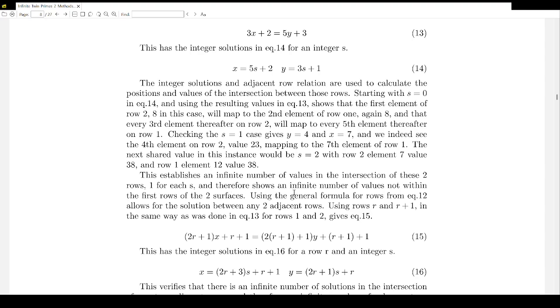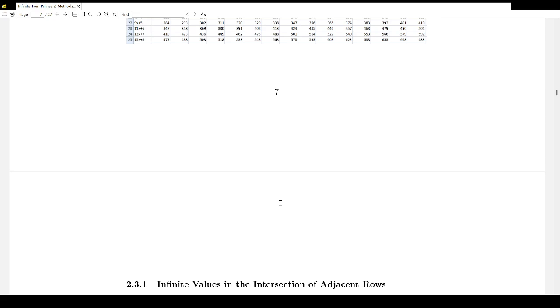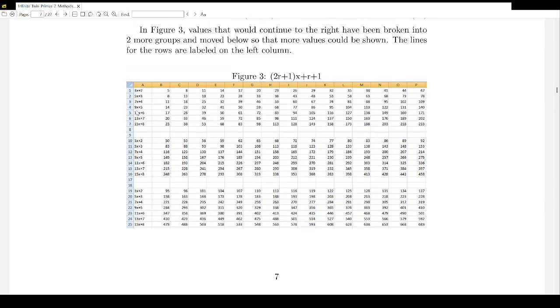So this establishes an infinite number of values in the intersection of these two rows, one for each s. So for every time you have an s, you have a value that is in both of those rows. And therefore shows an infinite number of values not within the first two rows of those surfaces. Because now remember that we're only dealing with the stuff that is already not on either row, and then the stuff that is these numbers will not be on the surface.